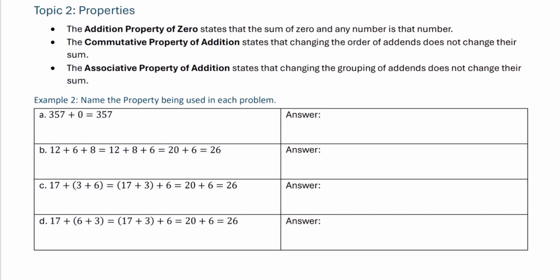In this video, we'll look at some properties. Up first, the addition property of 0. This states that the sum of 0 and any number is that number.